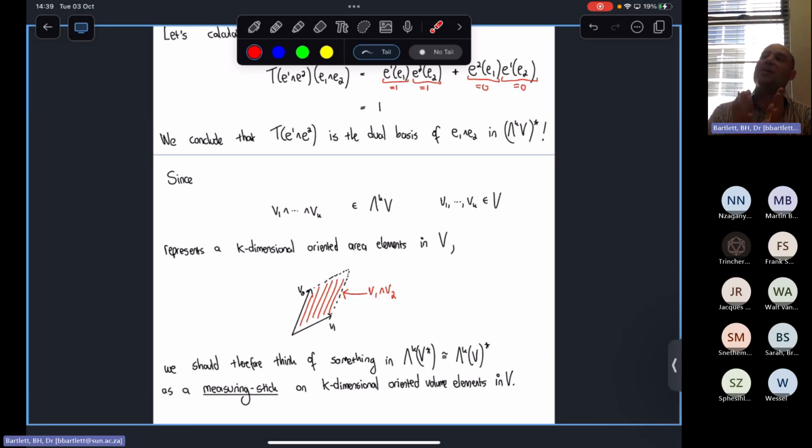There's a difference between an area element and the actual number representing the volume of that area element. The area element itself is a geometric thing. The number that we associate to it would then have to be a function from the set of area elements or volume elements into the real numbers.